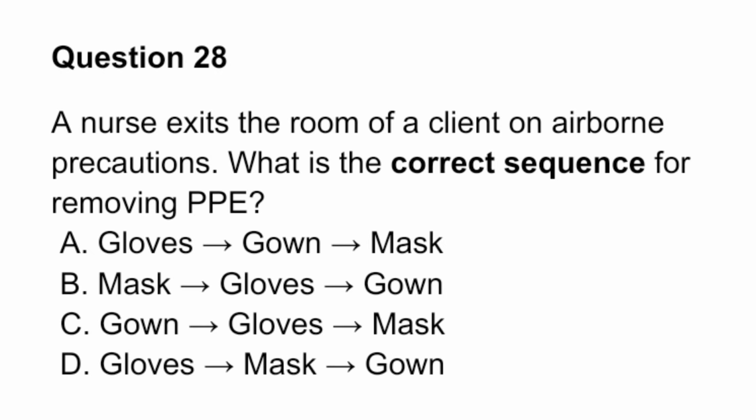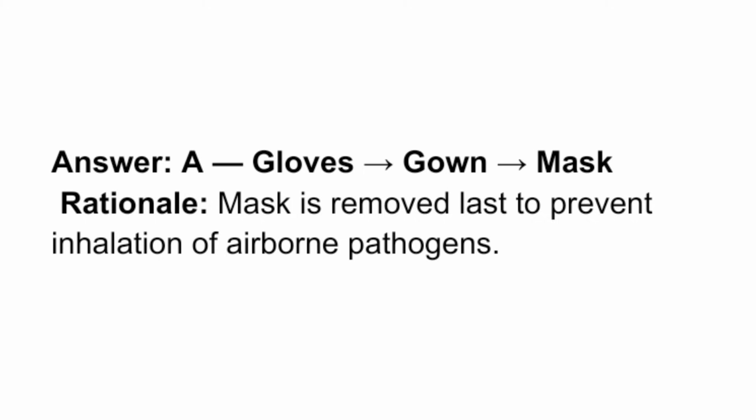Question 28. A nurse exits the room of a client on airborne precautions. What is the correct sequence for removing PPE? A. Gloves, gown, mask. B. Mask, gloves, gown. C. Gown, gloves, mask. D. Gloves, mask, gown. Answer, gloves, gown, mask. Rationale, mask is removed last to prevent inhalation of airborne pathogens.